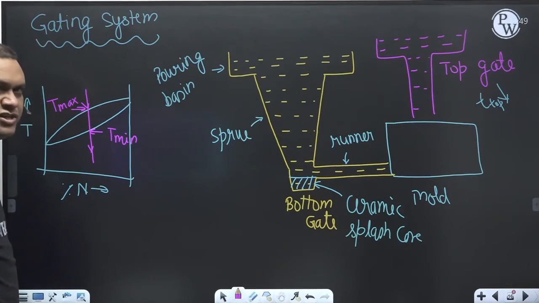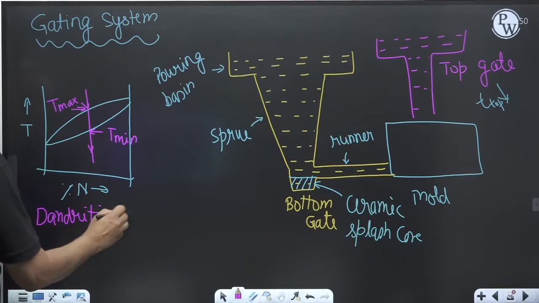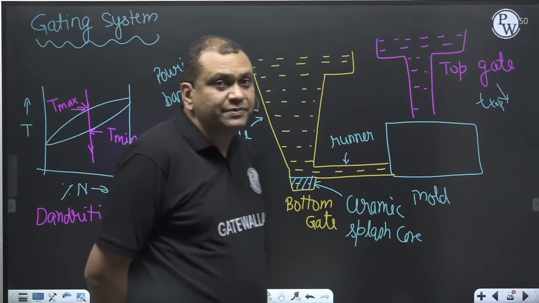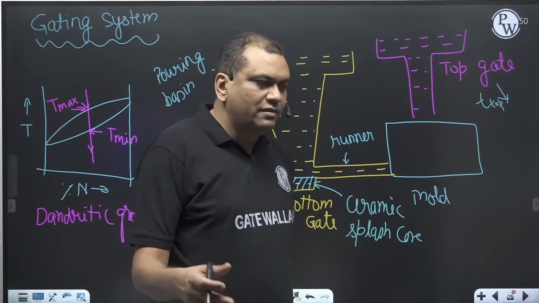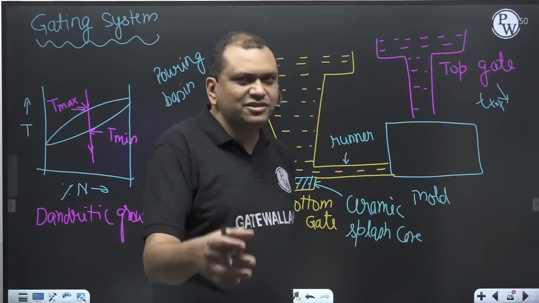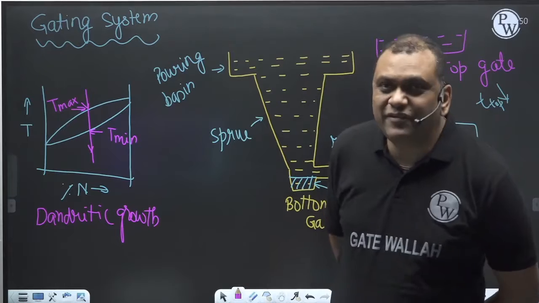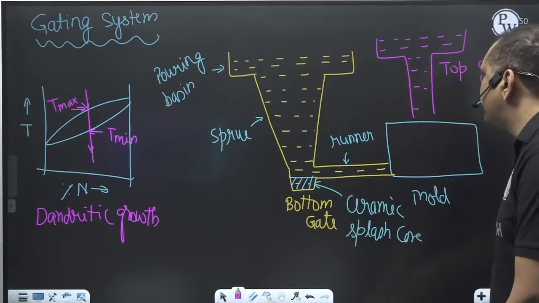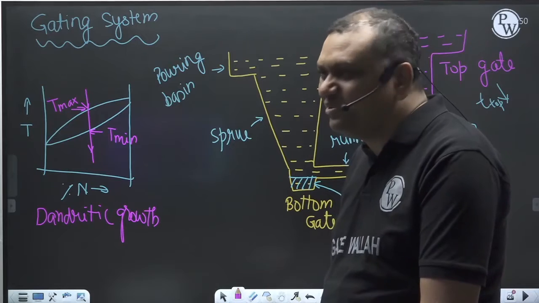So when the solidification time is more, there will be dendritic growth. And dendritic growth leads to voids in the casted part. Anyway, as I told you, it's a short course. So solidification time should be less. In the top gating system, solidification time is less. So do you feel that we will prefer the top gating system? No.